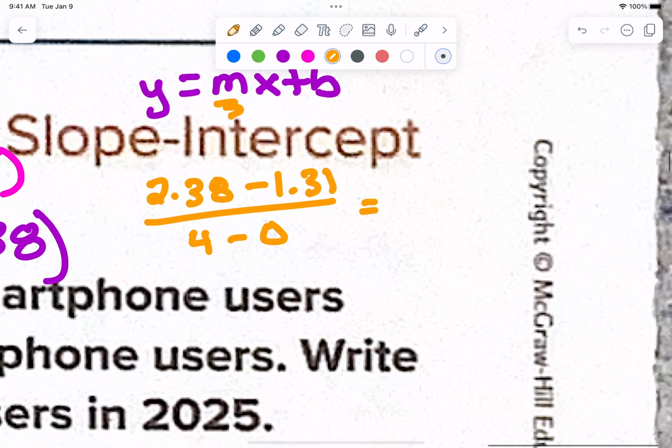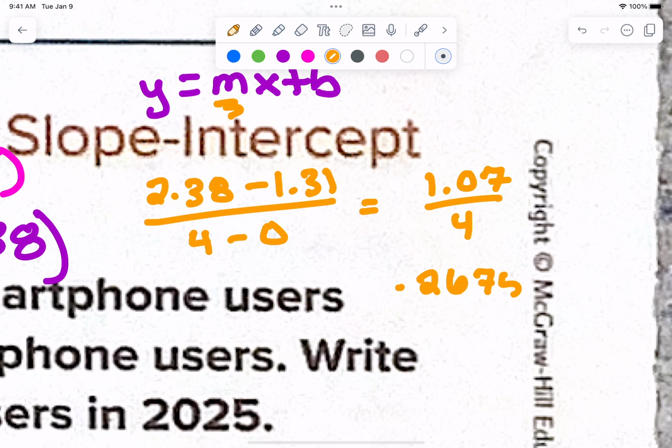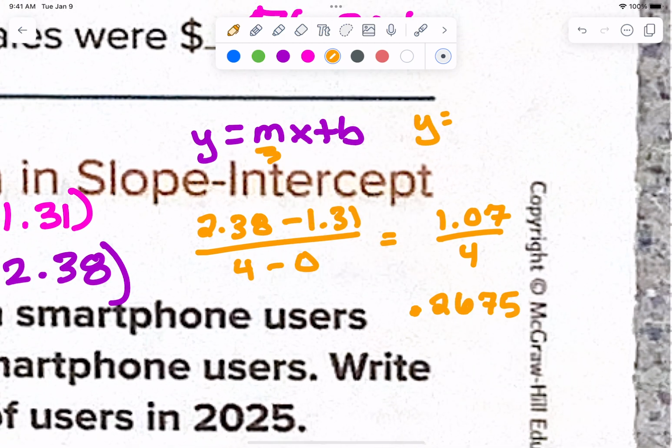All right, you help me do some math. 2.38 minus 1.31 is 1.07. Perfect. Divided by 4. That is going to be 0.2675. Okay. And that's what that is. This is my m. Y equals 0.2675x plus b.